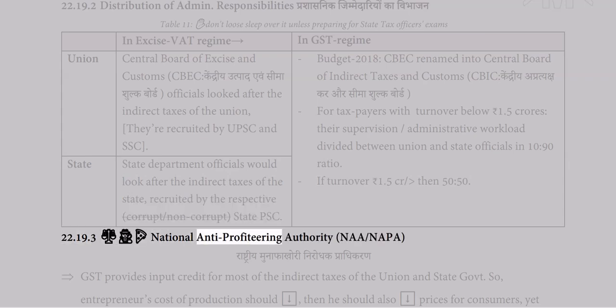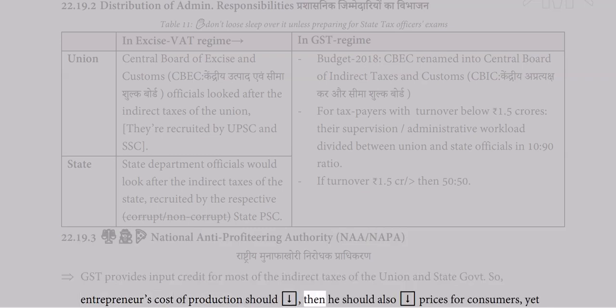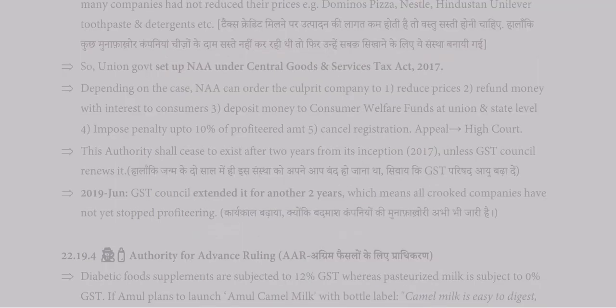2.19.3 National Anti-Profiteering Authority, NAA or NAPA. GST provides input credit for most of the indirect taxes of the Union and state governments. So, the entrepreneur's cost of production should go down, and then he should also bring down prices for consumers. Yet many companies had not reduced their prices, e.g. Domino's Pizza, Nestle, Hindustan Unilever toothpaste and detergents etc. So, the Union government set up the NAA under the Central Goods and Services Tax Act, 2017.